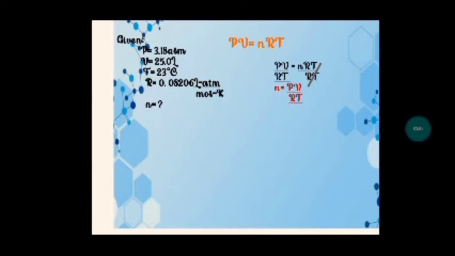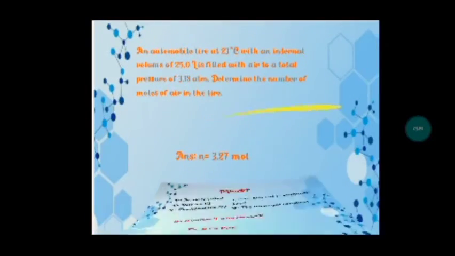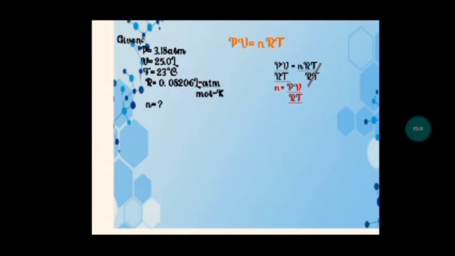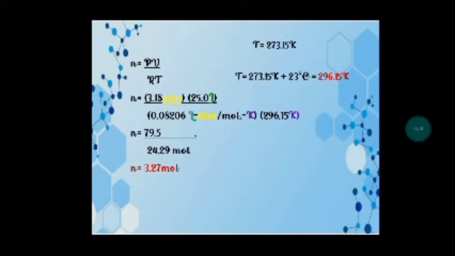So, the formula is PV = nRT. To get the number of moles, we derive it. PV = nRT, we divide both sides by RT to get the number of moles. So, n is equal to PV over RT. This is now our formula to get the number of moles. n = PV over RT. This is our formula now. So, we substitute the values.